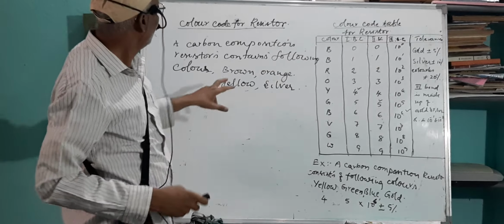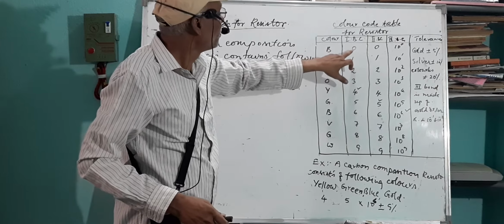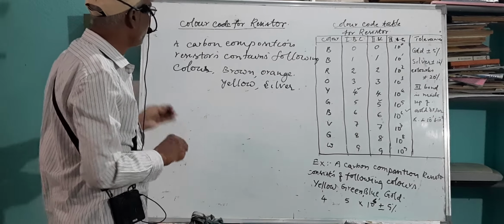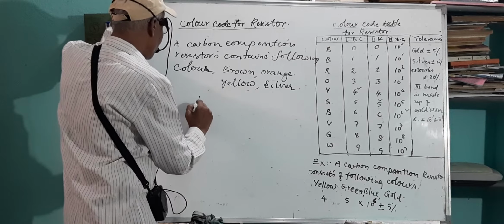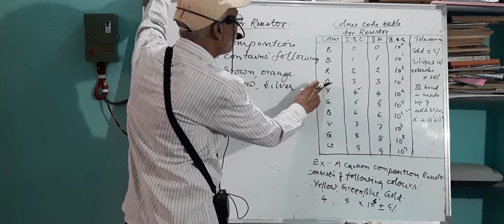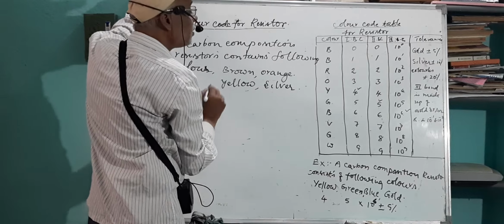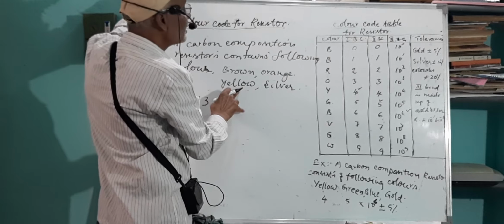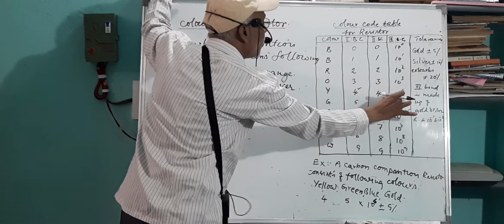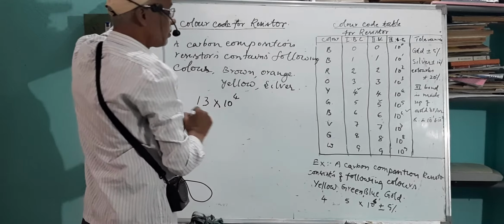As I said, the first is brown. Corresponding to brown, the first digit value is 1. Orange corresponds, in the second column, to 3. Now the third band color is yellow. Corresponding to yellow, you write the multiplying factor, which is 10 to the power 4.